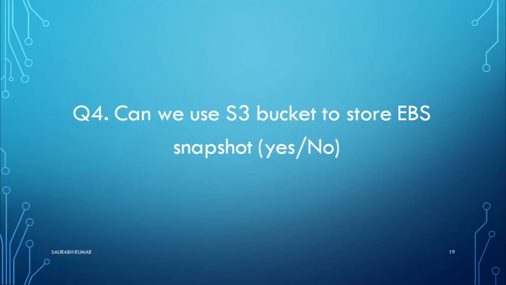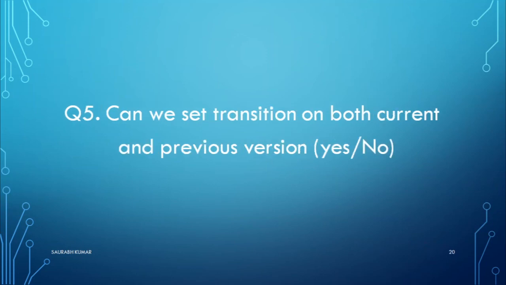And the final question from today's lesson is: can we set a transition on both the current and previous version? Can we set a transition on the current version of the data as well as on the previous version, or can we set it only on the current or only on the previous? So what do you think? Is it possible to set a transition on both or not? You can answer yes or no.